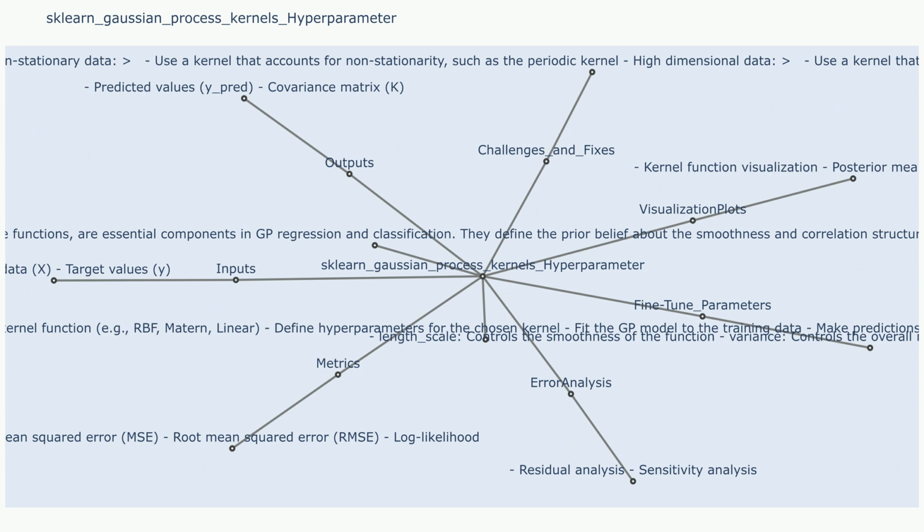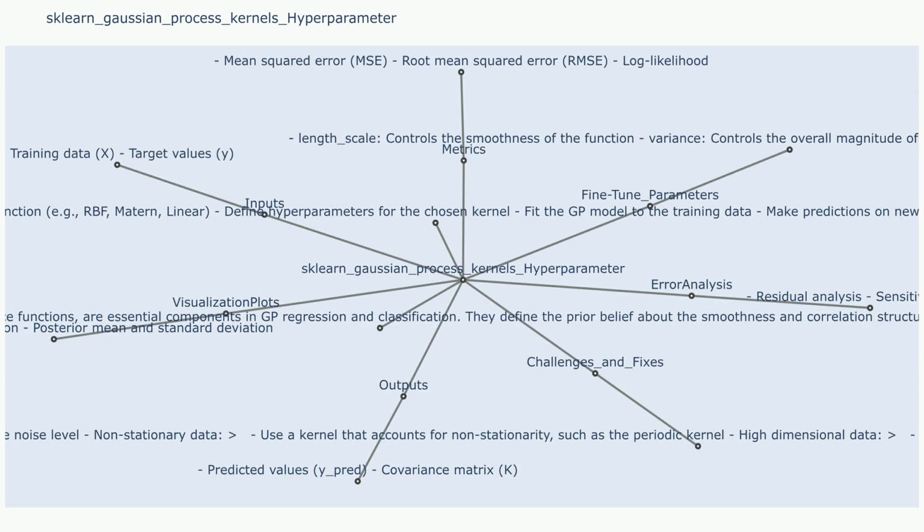Sample use case that resulted in Challenge 2: training a Gaussian process model on a dataset with millions of samples. Fixes to Challenge 2: use a sparse Gaussian process model, which only considers a subset of the training data points. Use approximate inference techniques, such as variational inference or expectation propagation.